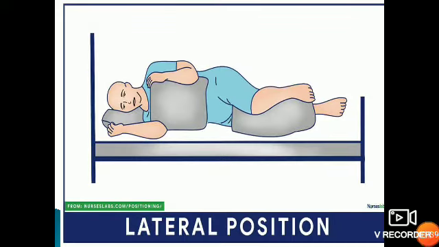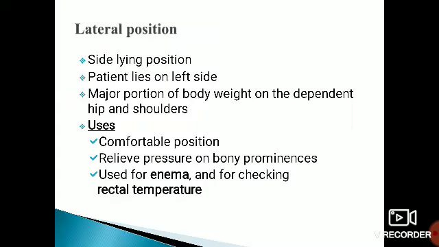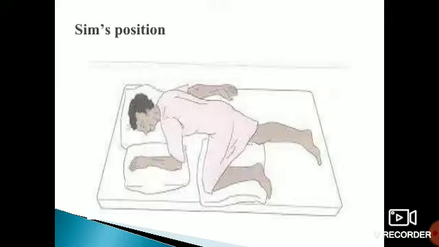So next one, this is lateral position. Side lying position. Patient lies on left side. Major portion of body weight on the hip and shoulders. So the major weight will be dependent on the hip and the shoulders. Uses are comfortable position, relieve pressure on bony prominences, used for enema and for checking rectal temperature.